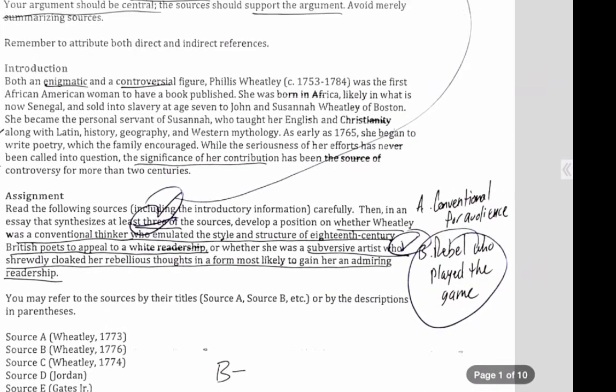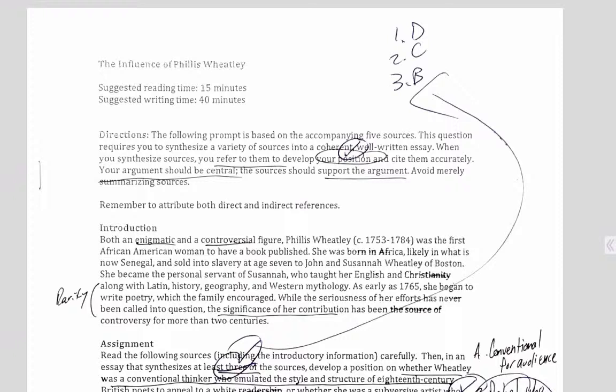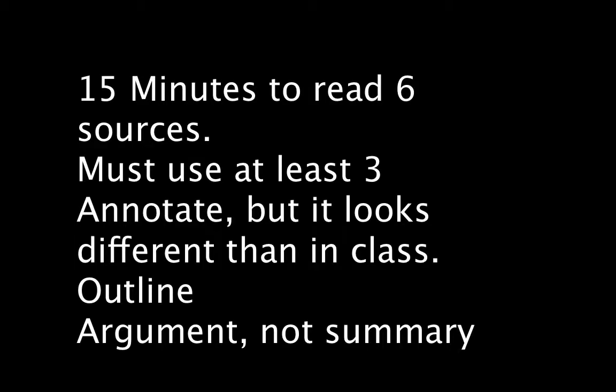And then you can see up here this arrow 1, 2, and 3. I used source D, I used source C, I used source B. So I've used my 3 sources. During the 15 minutes, that's what I got done. So let's look at the writing here.